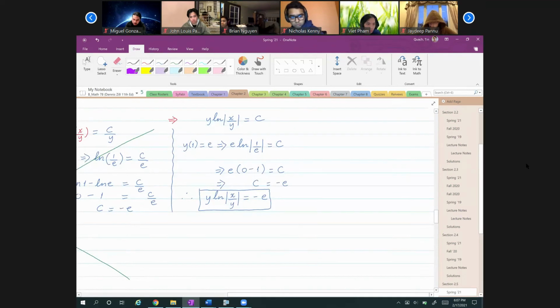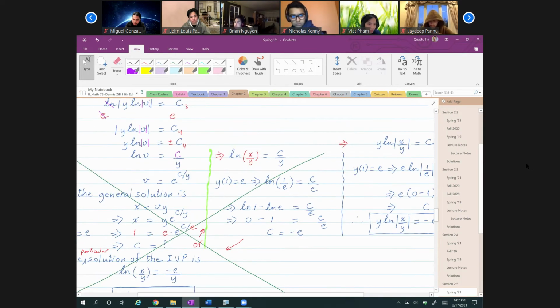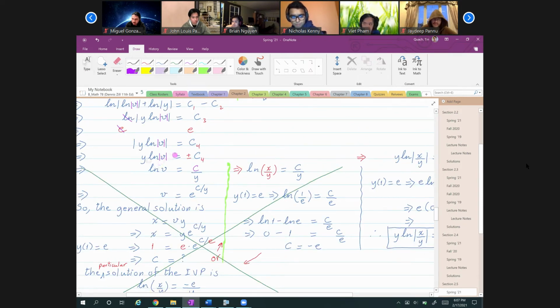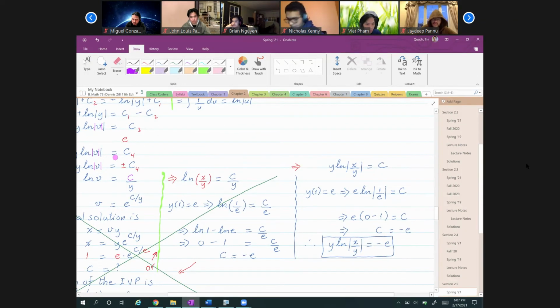And here's the reason why, because you know that I was trying to find out what V was, right? But that is unnecessary because your goal is to get the solution in terms of X and Y. So as soon as I get to this step right here, I can go ahead and replace V with X and Y. And then from here, I can just use the initial condition to find out what C is. And once you know what C is, you can just go back and replace C with negative E. So you have your answer right there. So that is the implicit solution of that IVP.